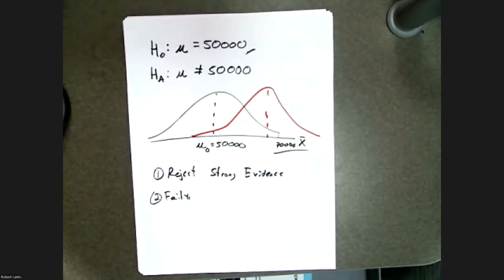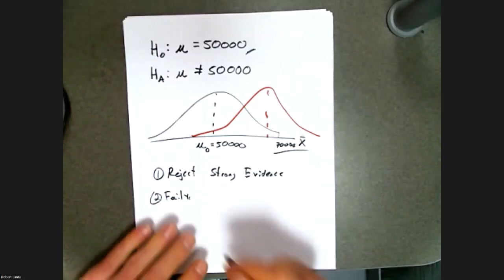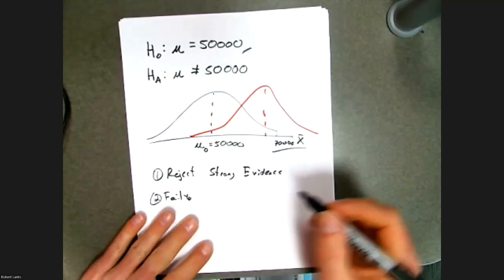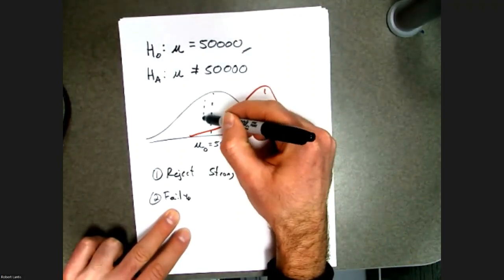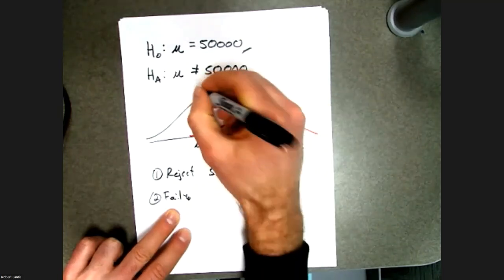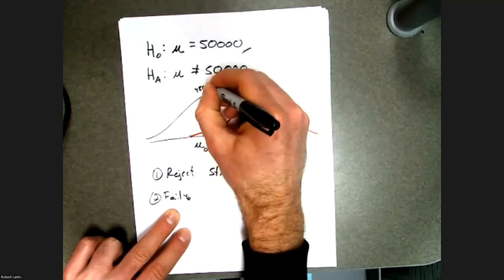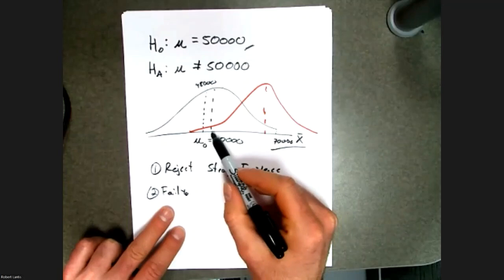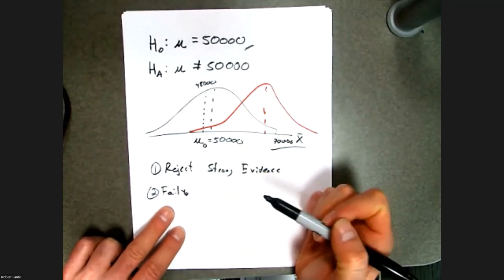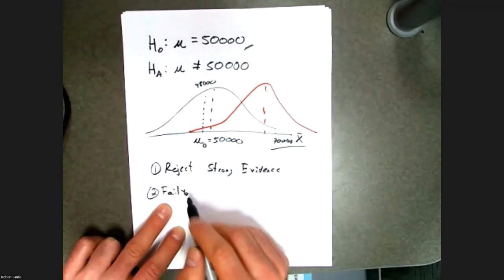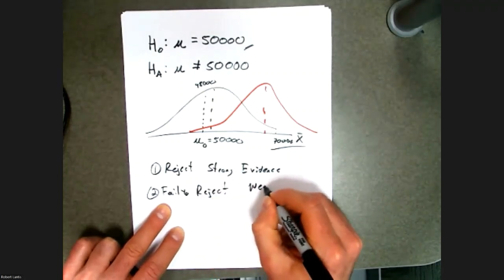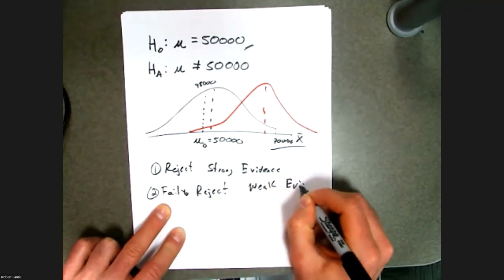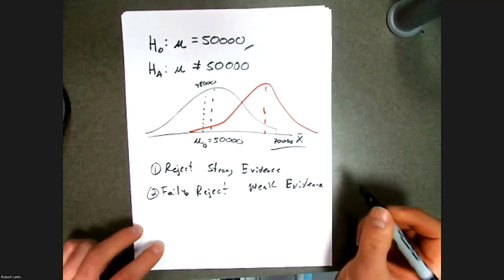All right, so where I left off, we also could find evidence, maybe that is 48,000, which would be pretty close to the mean that we're assuming the true population mean is in our null hypothesis. So there we would fail to reject because we found kind of weak evidence that went against the null.